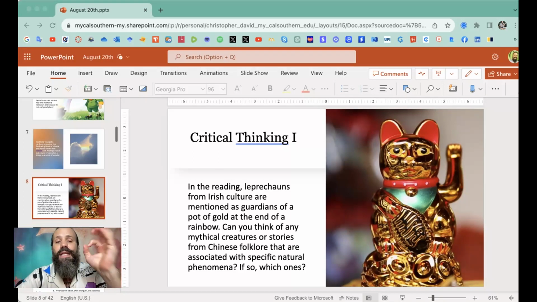So, in the reading, leprechauns from Irish culture are mentioned as guardians of a pot of gold at the end of a rainbow. Can you think of any mythical creatures or stories from Chinese folklore that are associated with specific natural phenomena? If so, which ones?